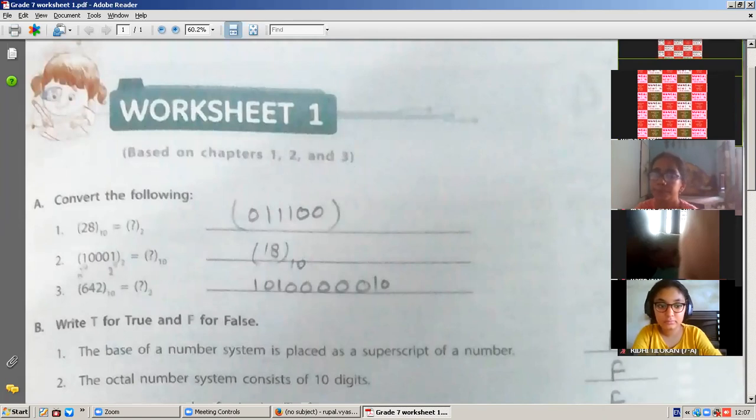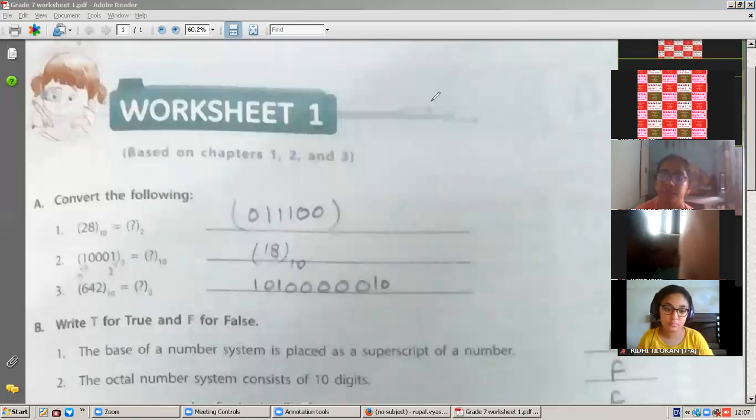On page number 49, we have this worksheet. What we want to do right now is convert the decimal number 28 into a binary number. How can we do this? We'll write 28 over here and we are going to divide it by 2.